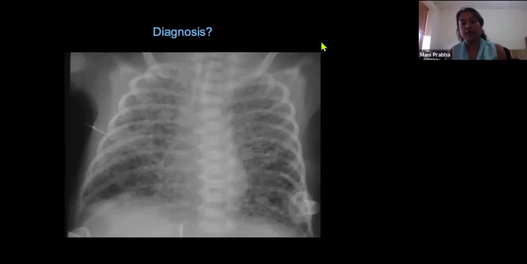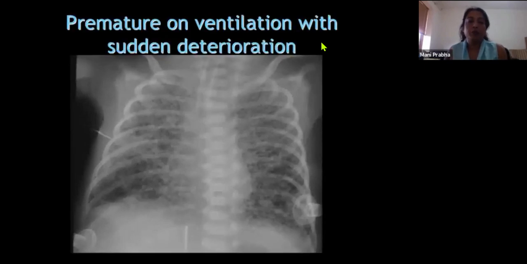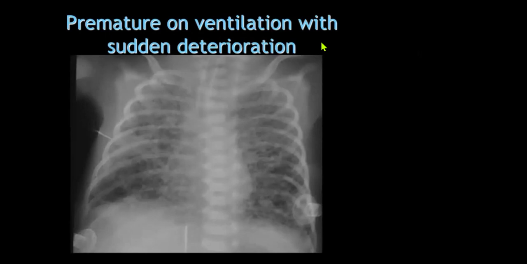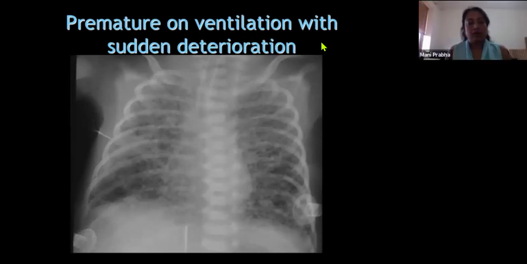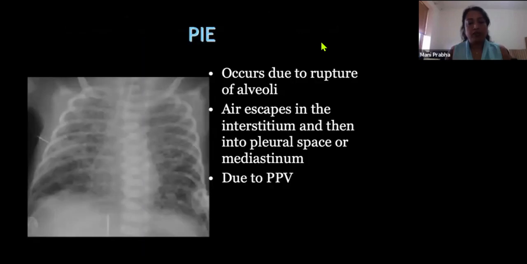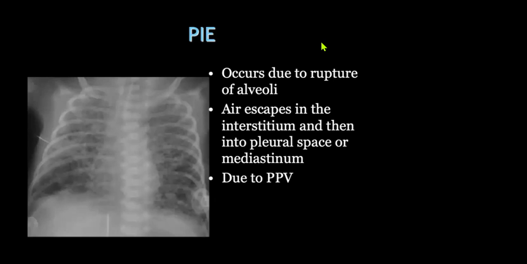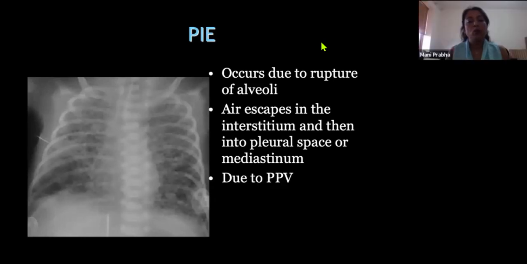it is PIE. So a preterm infant on ventilation with sudden deterioration usually presents like this, and this is PIE indeed. So what happens in PIE? It occurs due to rupture of alveoli and the air escapes into the interstitium. And then it can go into the pleural space or mediastinum depending on how much it is. And the cause is positive pressure ventilation.